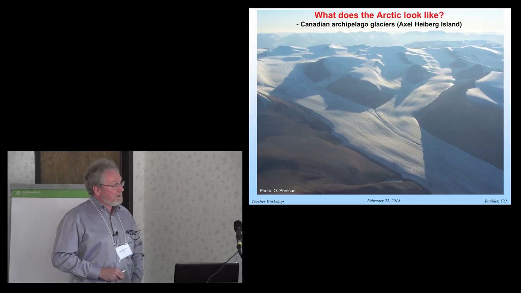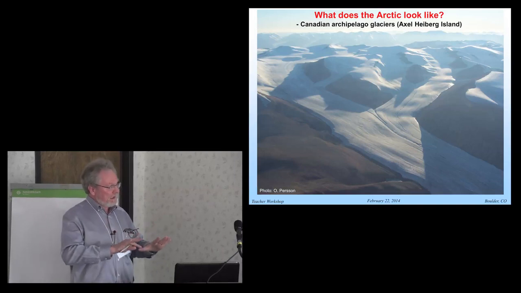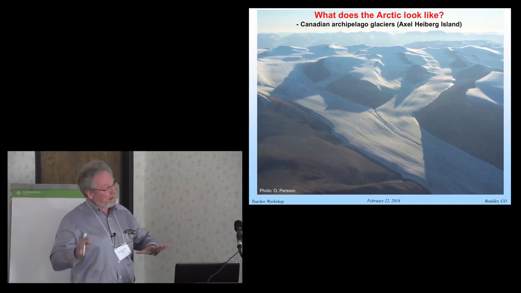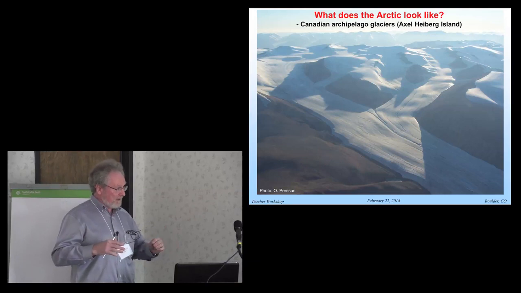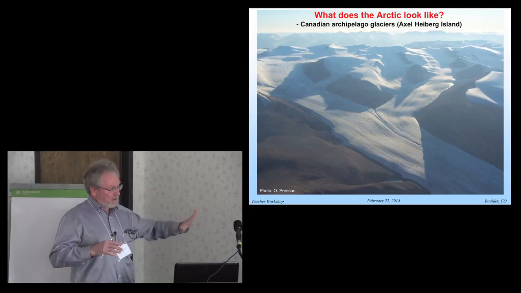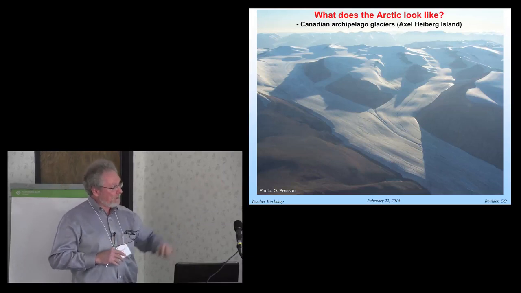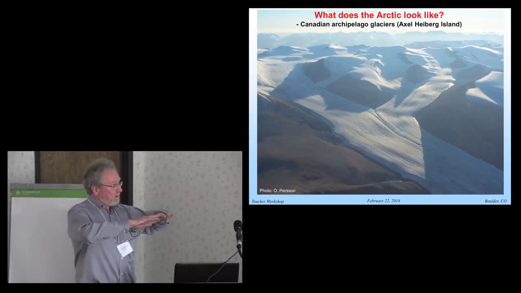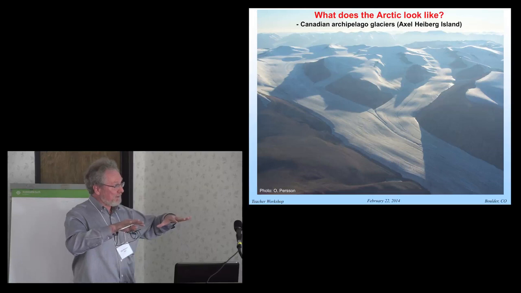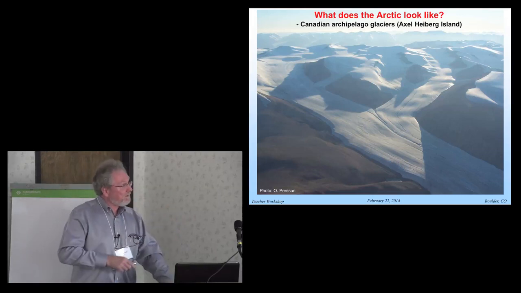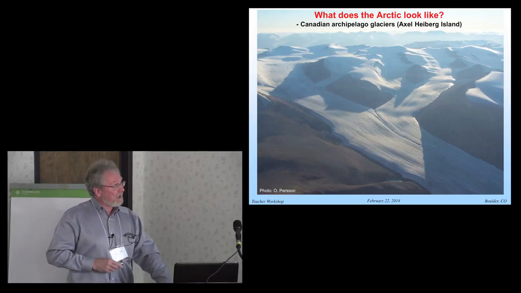Over the land areas, on the Canadian side, the Canadian archipelago, Greenland, so maybe I should say the Western Hemisphere, until you get to Alaska, it's typically fairly rugged. And there's typically ice caps on these mountains that are a couple thousand meters high, and with glaciers coming off of them. This happens to be on Axel Heiberg Island in the Canadian archipelago.